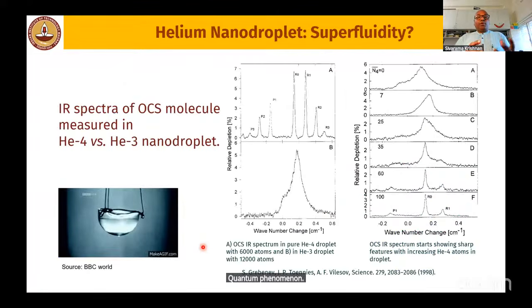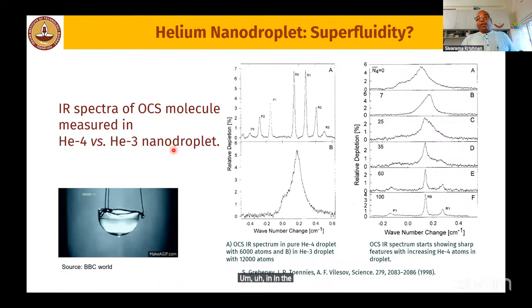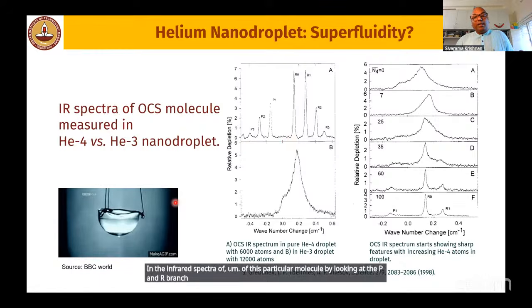So superfluidity in helium droplets, even on the nanoscale, was evidenced by looking at the infrared and rotational spectra of OCS, a linear chain molecule, O, C, and S, in the infrared spectra of this particular molecule by looking at the P and R branches in helium droplets.